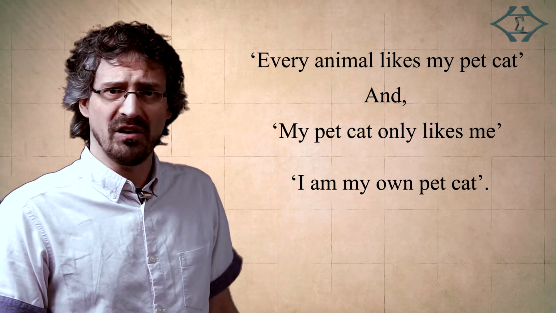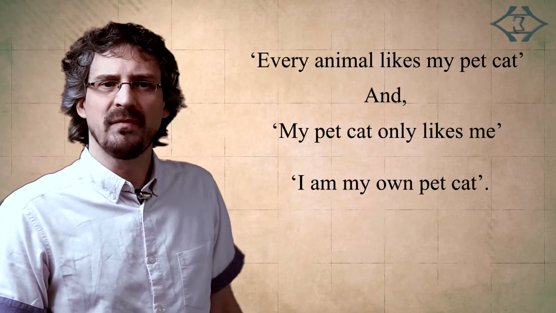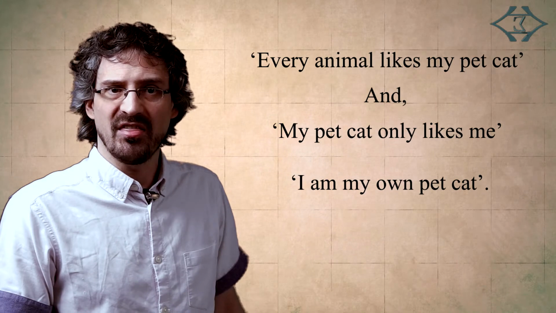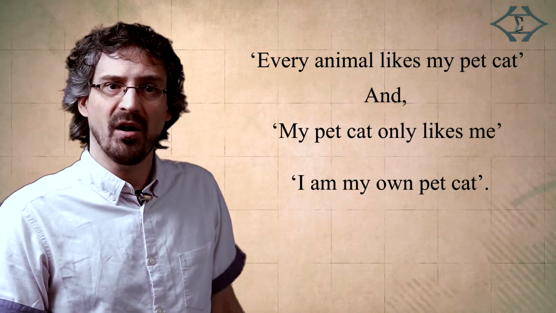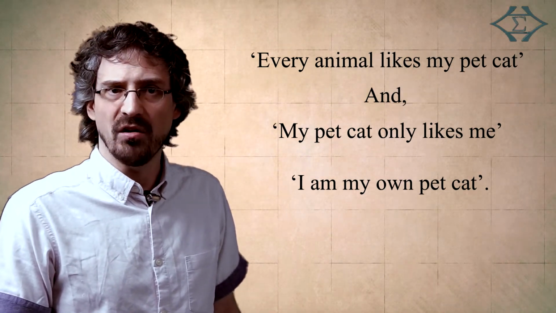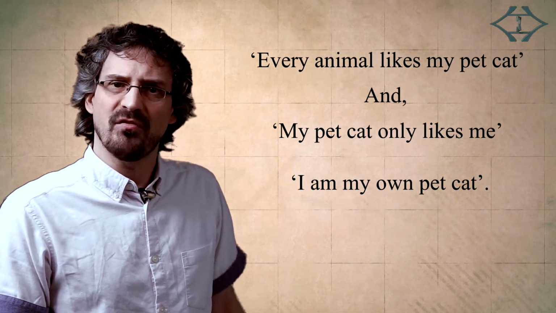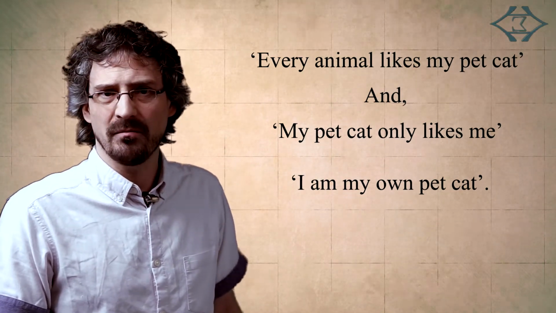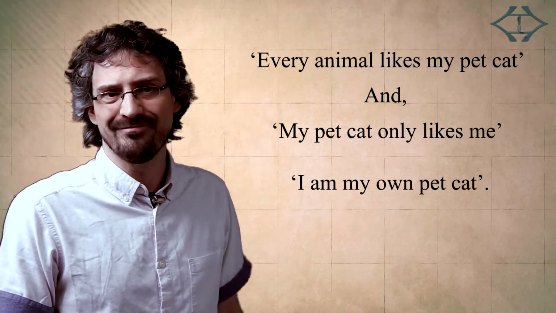This seems absolutely absurd, but it is completely valid. Here's the proof. Since my cat is an animal, it follows from the major premise that my cat must like itself. But then, given that by the minor premise, my cat only likes me, it immediately follows that I must be my own pet cat. The logic is perfectly valid. The problem is that the premises are unrealistic, but regardless, if true, so must be the conclusion.